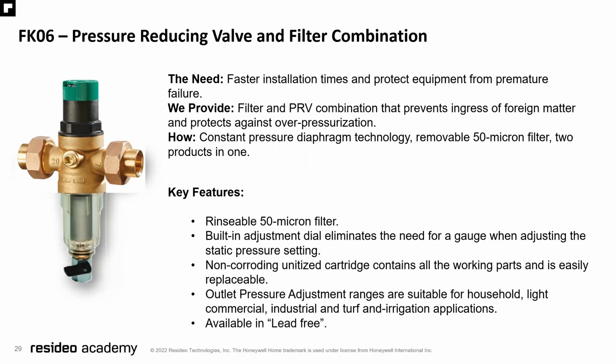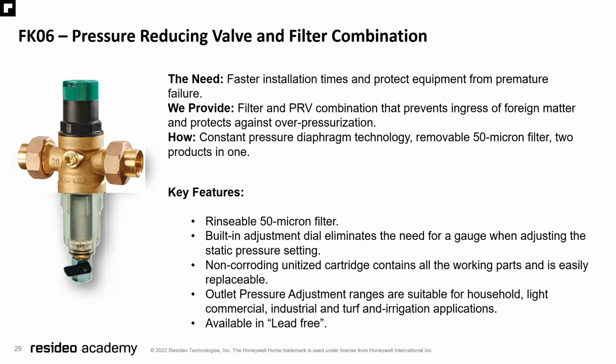The FK06 pressure reducing valve and filter combination. The need was faster install times to protect the equipment from premature failure. We provide the filter and PRV combination that prevents an ingress of foreign matter and protects against overpressurization. It does so through a constant pressure diaphragm technology and a removable 50-micron filter, 2-in-1. So it has, as alluded earlier, a rinsable 50-micron filter. Built-in adjustment dial eliminates the need for a gauge when adjusting the static pressure setting. Non-corroding unitized cartridge contains all the working parts and is easily replaceable.